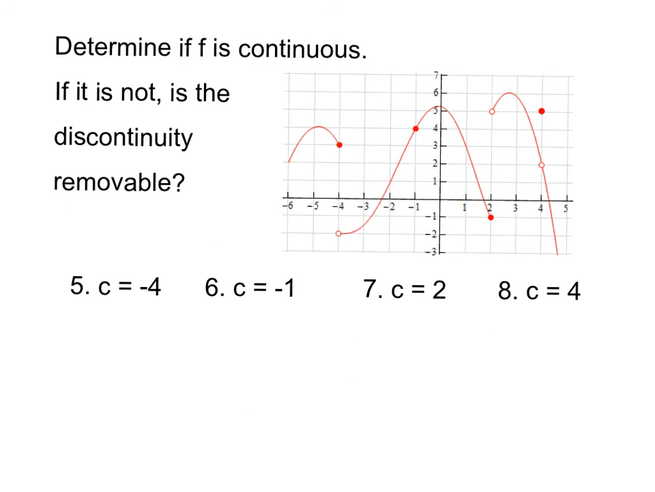All right, so for each of these values, these are x values, is the function continuous? And if it's not, is it a removable discontinuity? So pause the video and do these on your own. So number 5 is not continuous, and it's not removable. Because the limit from the left and the right are different, it's not removable.